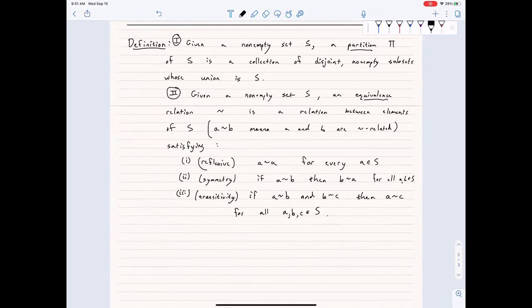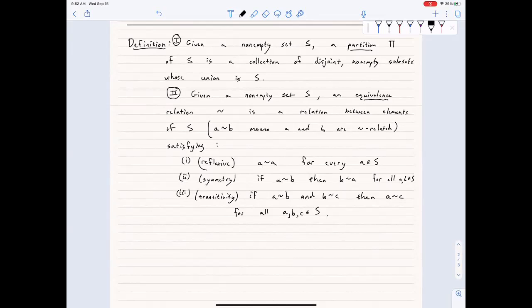Two notions, two ideas: partitioning of a set and a relation between elements in the set. What we want to observe is that these two notions are really the same notion. It's hard to get your head around that when you're first exposed to it. But in fact, if I have a partition, I can define an equivalence relation, and vice versa. If I have an equivalence relation, I can define a partition.